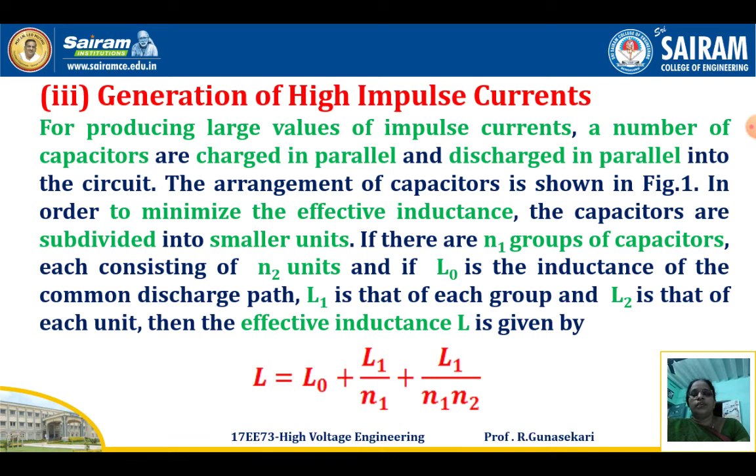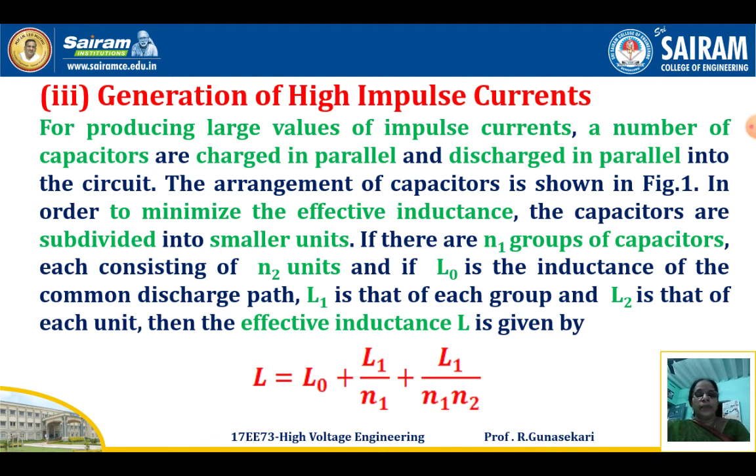Now we studied the theory part of the generation of high impulse currents. In order to minimize the effective inductance, the capacitors are subdivided into smaller units. If there are N1 groups of capacitors, each consisting of N2 units, L0 is the inductance of the common discharge path, L1 is the inductance of each group and L2 is the inductance of each unit. The effective inductance formula is L equal to L0 plus L1 divided by N1 plus L2 divided by N1 N2.